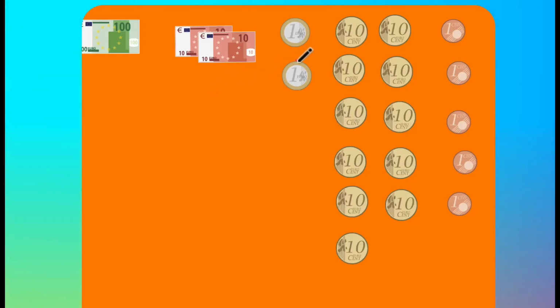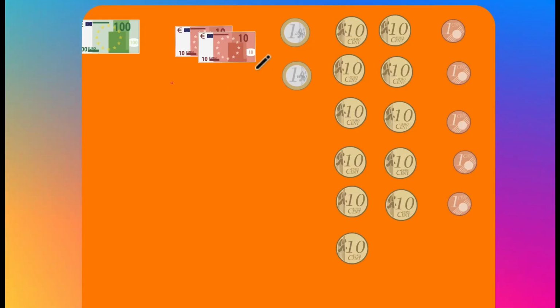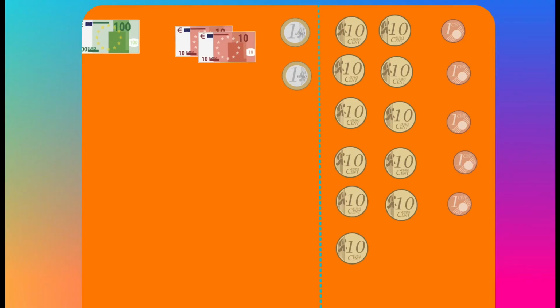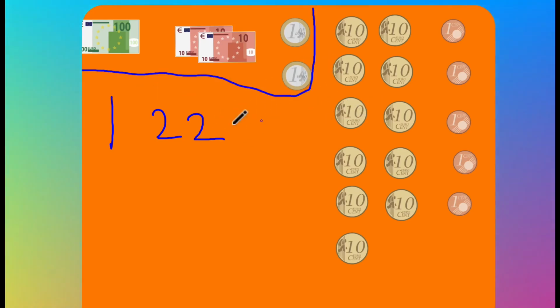Now, as you can see, we have a brand new number. Let's add a line going down the middle for now to separate our whole number from our cents, or from our decimals. It is the same thing. We have €122. Let's remove this now. Now, let's calculate our decimals. 1, 2, 3, 4, 5. We have 5 and 11.